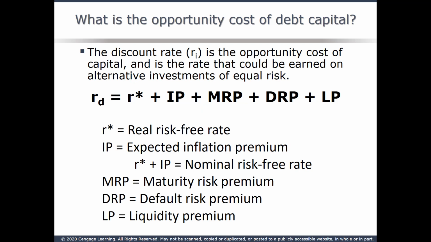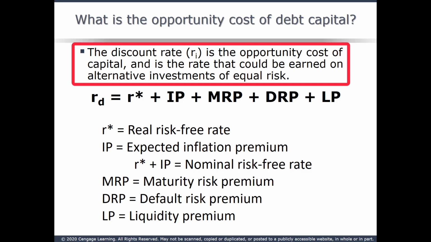Let's take a minute to look at what makes up the required return on a bond. The required return on a bond is the yield to maturity and the discount rate used to value a bond. The required return on a bond is the rate that could be earned on bonds of similar risk and maturity.